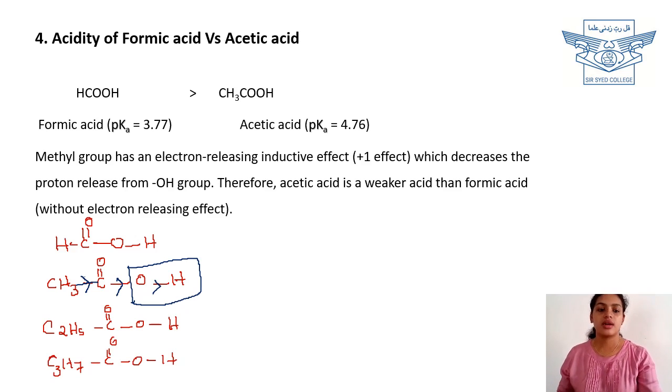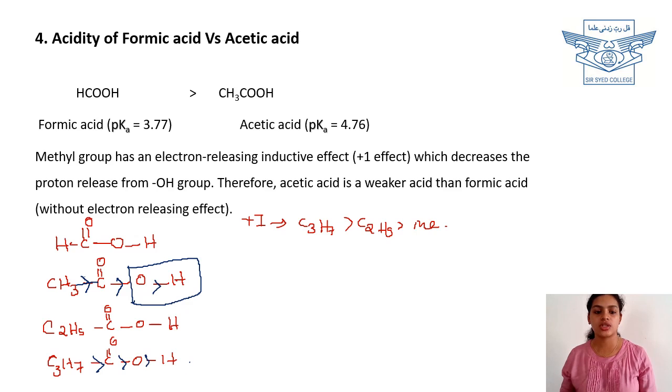So here, the alkyl groups which impart plus I effect are methyl, ethyl, propyl. So the order of plus I effect is like this: the highest is for C3H7, then the ethyl group, then comes methyl. So when we say plus I effect is highest for this, what is its meaning? It gives the OH bond strength most effectively. Electrons will be pushed more effectively.